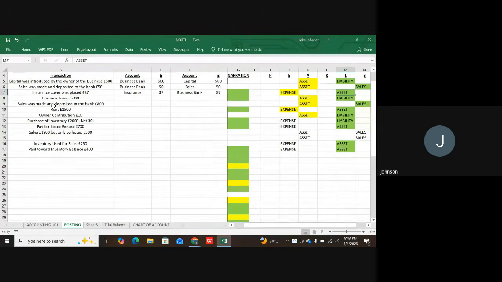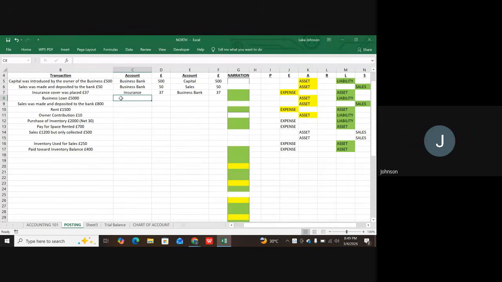The next one, we have a business loan of £5,000. Can somebody tell me what accounts are going to be affected in this regard? Your bank and your liability accounts. Okay, the loan account. Which account is going to be debited? Bank will be debited, and credit your loan account. Overdraft will be created as a liability.